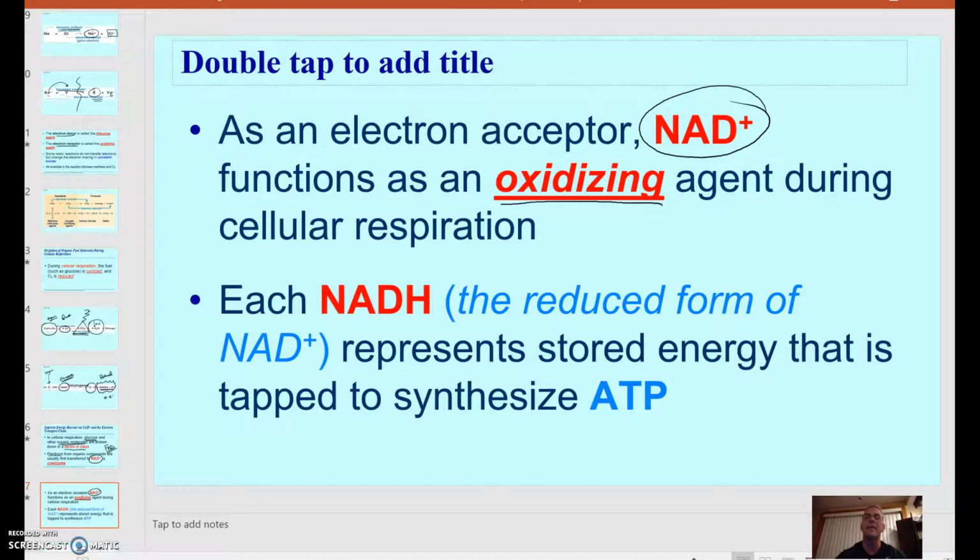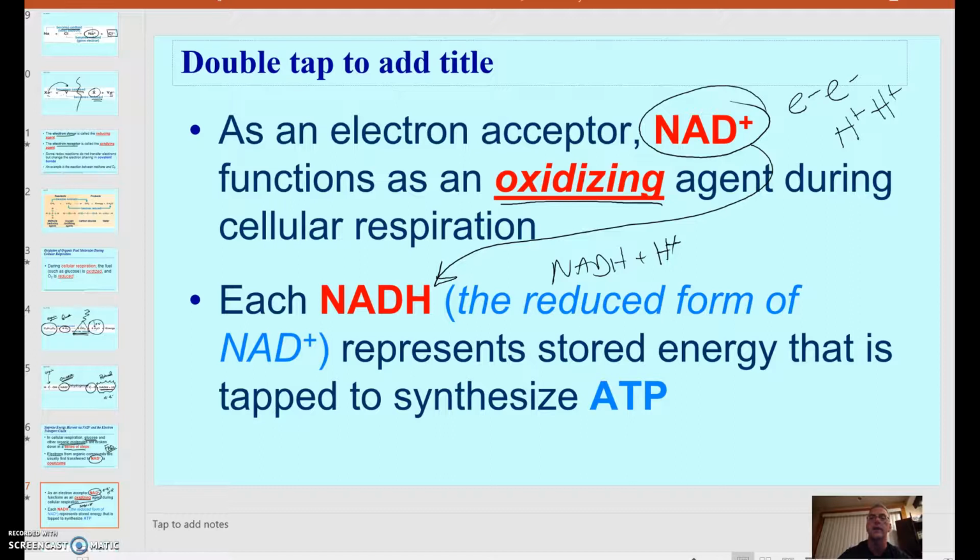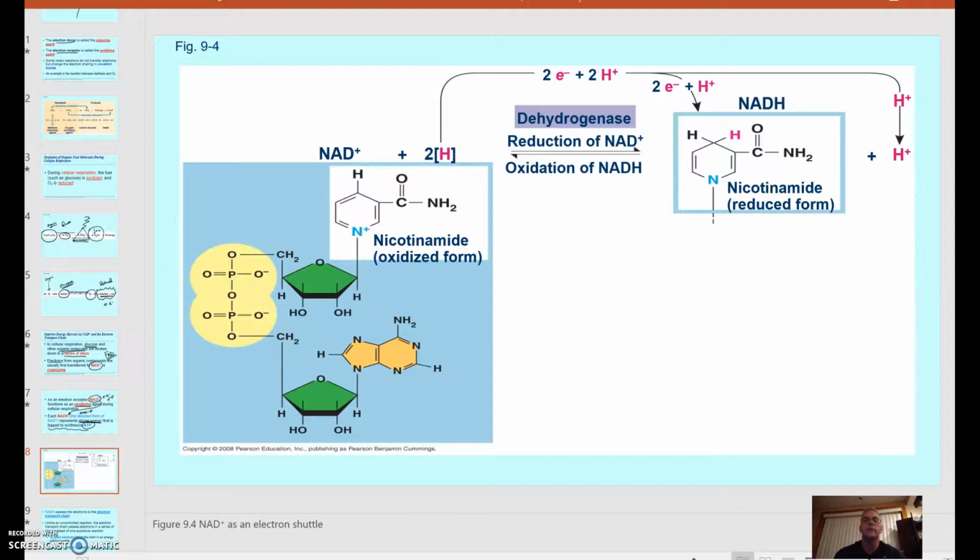So another way of thinking about it is that once NAD has acquired the electrons and the hydrogens, it is now reduced. Okay, and a lot of times we see NADH plus H plus because it shows you that it's actually acquiring two of those hydrogens. But this represents our stored energy. So this reduced molecule is yet to be fully tapped, but when we do tap it, we'll be able to produce, hopefully, maximum ATP.